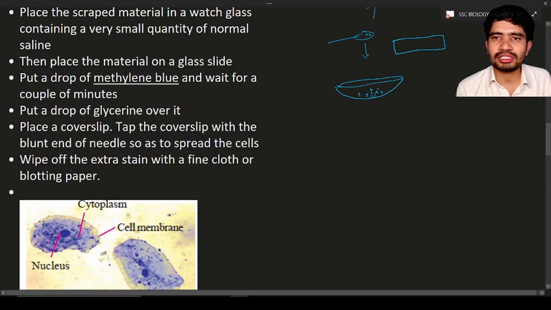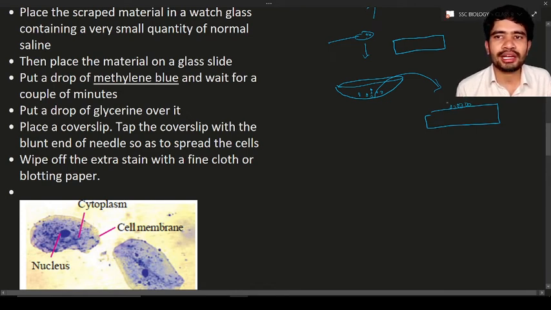Now take out this material, and put it on a slide. So this is a slide. On the slide put the cells, and after that what you have to do, we have to add a drop of methylene blue. What is methylene blue? Methylene blue is nothing but a dye, a color. Okay, add a drop of methylene blue, wait for a minute, or wait for 5 or 6 minutes.